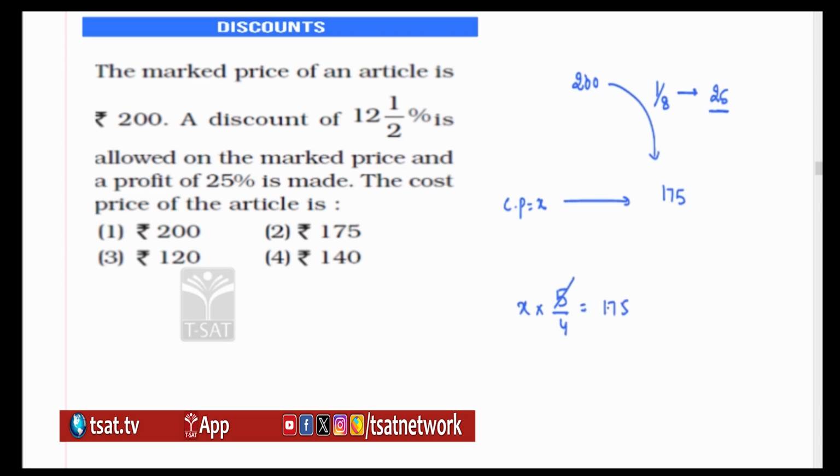Cancel it in 5 table. 5 1s are 5, 5 3s are 15, 5 7s are 35. So X is equal to 140 rupees. So the cost price is 140 rupees. This is one way of doing it.